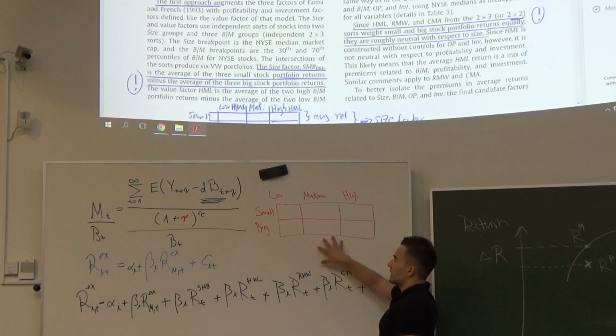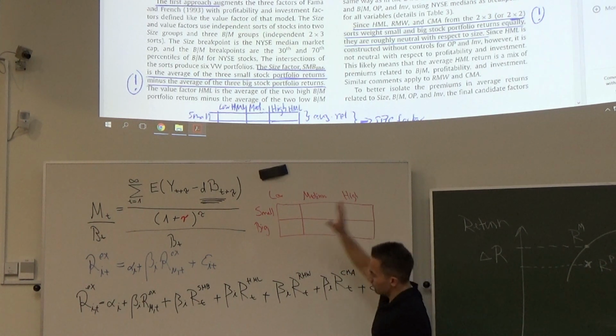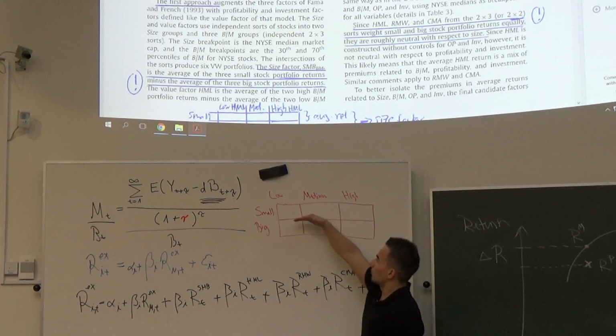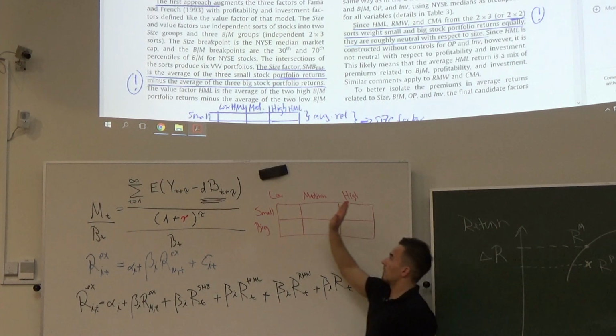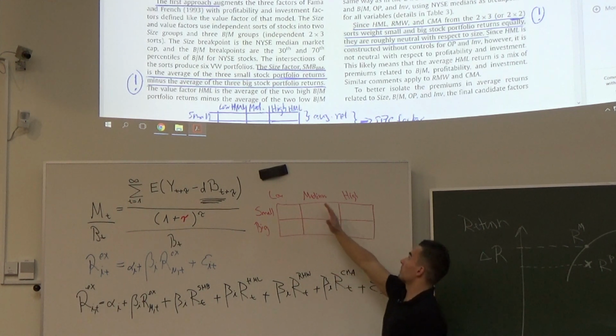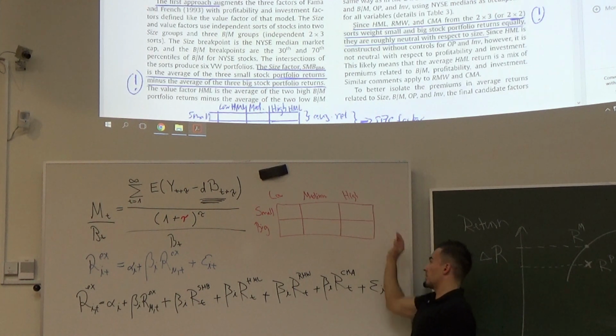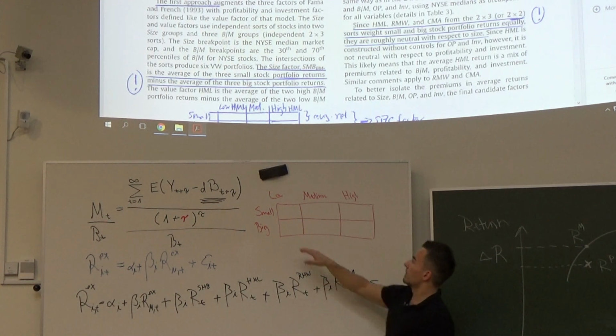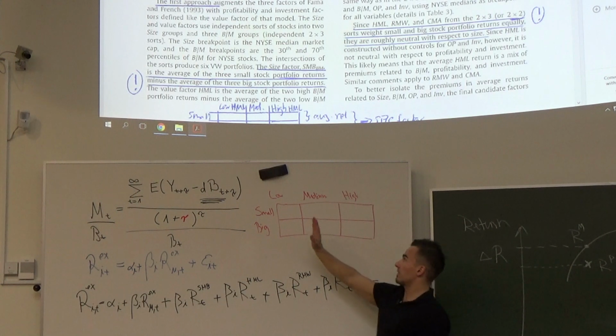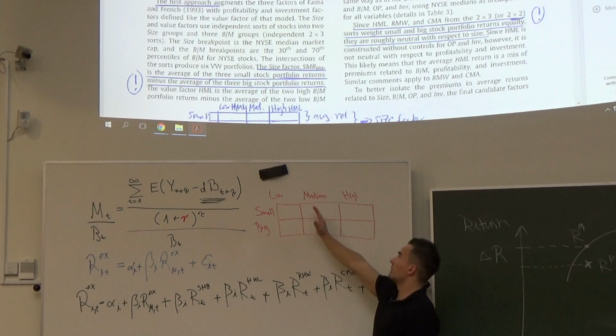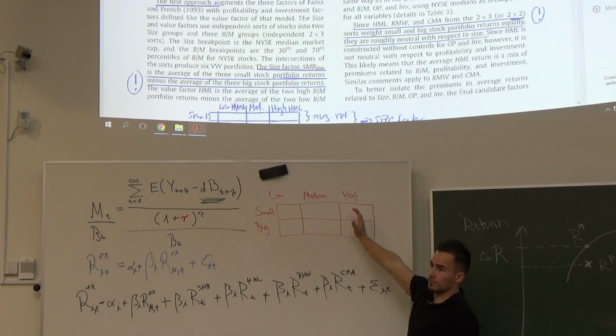So, and then they do the same again. They take the whole universe of stocks, divide it into small and big stocks, and then they take low investment, medium investment, and high investment. And then they do the same again. They take the whole universe of stocks, divide it into small and big stocks, and then they divide it into low profitability, medium, and high profitability.